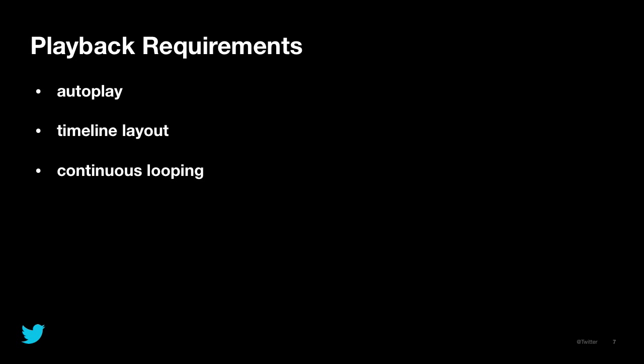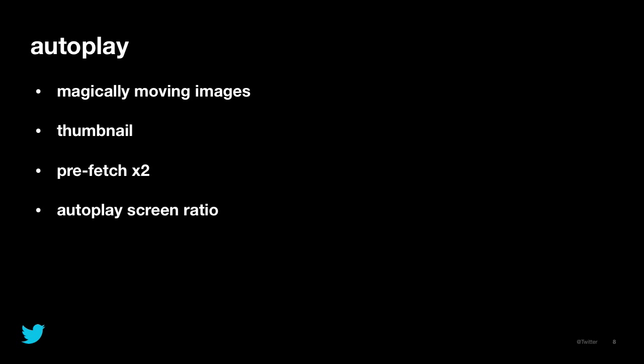So for autoplay, the spirit behind the autoplay is that it has to have a magically moving image. And that's why we put the thumbnail up there first, and that's why the thumbnail is the first frame of the video. And that way, you're scrolling up and down, you only see the thumbnail, and once the video is in the center or in a place where it should play, it kind of magically starts moving. And that's the kind of spirit that we want to capture in the autoplay.